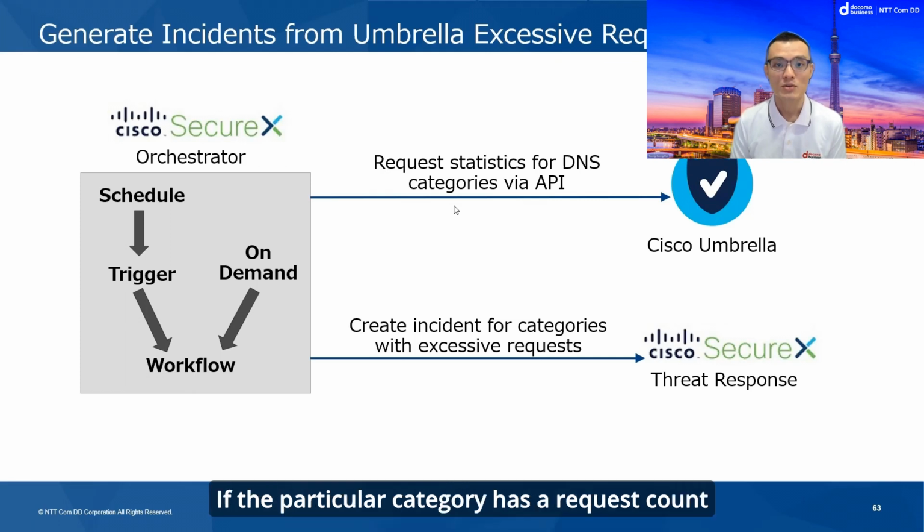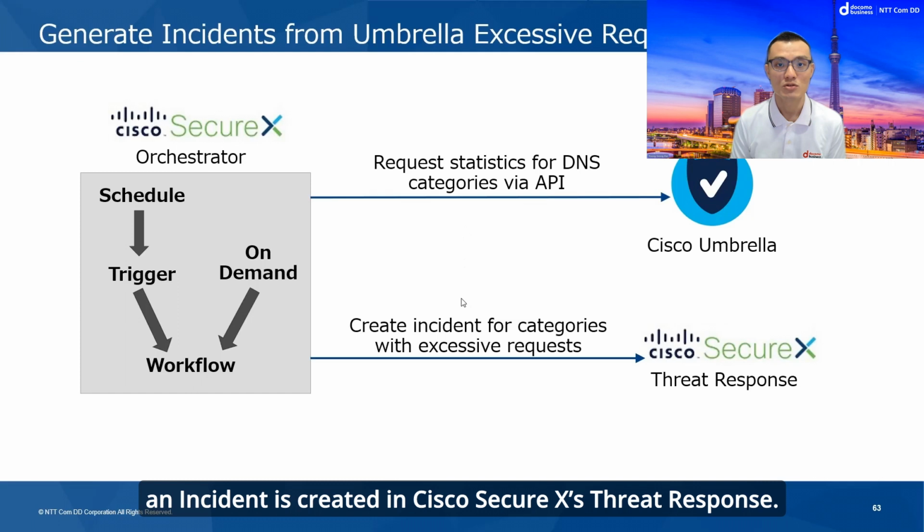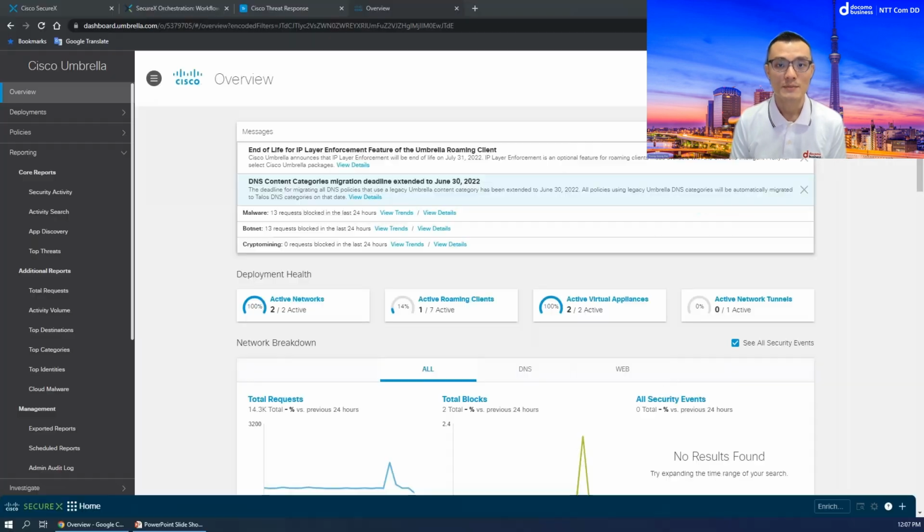If the particular category has a request count higher than the threshold configured in the workflow, then an incident is created in Cisco SecureX's threat response. Now let's run through the live demo.